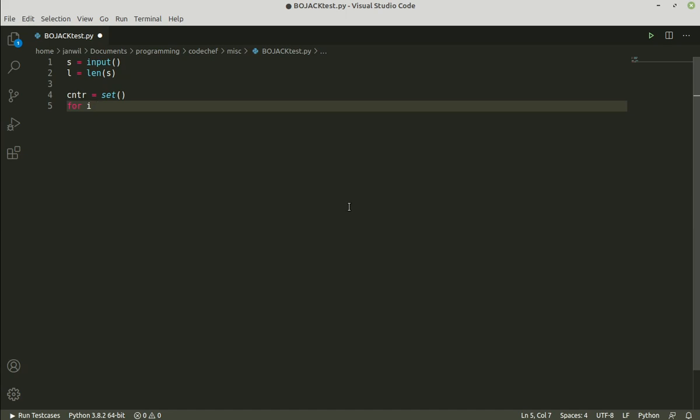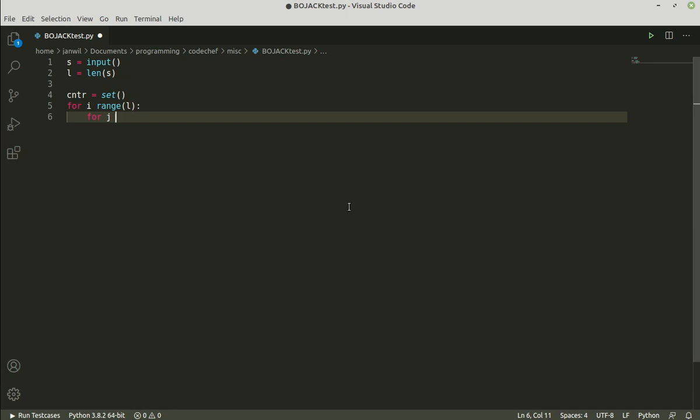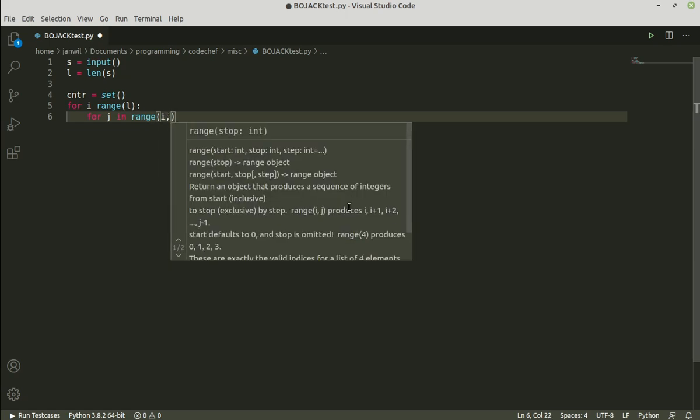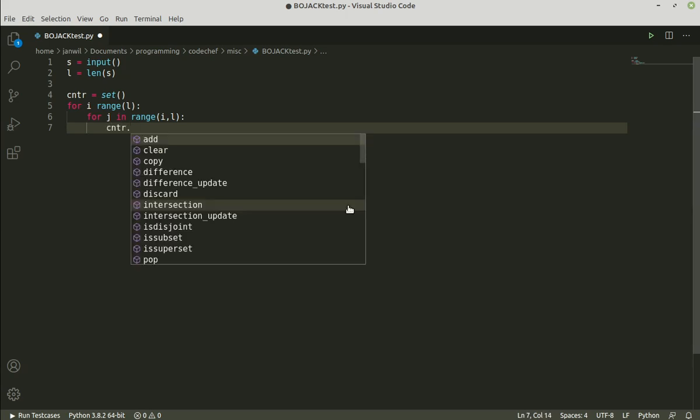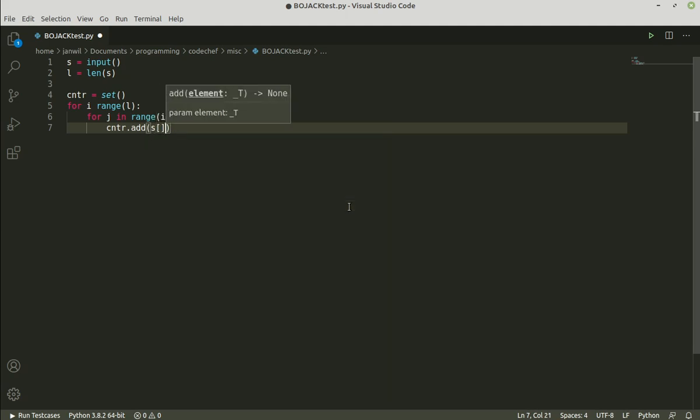So we are going to have substrings from position I to position J. So the first position is going to be in range L. And inside here we're going to take another loop in range that runs from I to L, and we will add to this counter set a substring of S that goes from I to J. Well, but since Python has substrings such that the last position is excluded, we will be running the substring from I to J plus 1. But this is just a technicality.